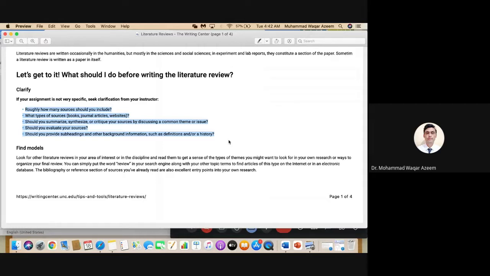And of course, you don't have to write the evaluation of the sources, but you will definitely evaluate resources beforehand. We have already discussed that. And you do not need to provide any subheadings in the literature review. Are there any models out there? Yes, there are. I can share with you a few articles where you can find models of literature review.